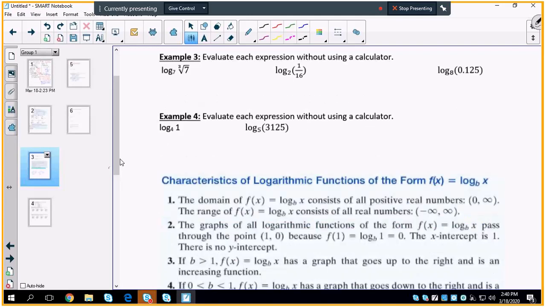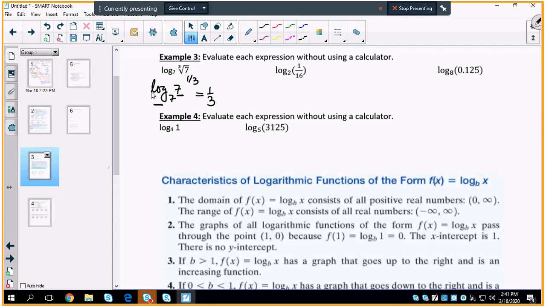Evaluate each expression without using a calculator. Let's try that. The first one is log of the cube root of 7 to the base 7. I write it as log of 7 to the power 1/3 to the base 7. Now this is the inverse property. You have the exponential inside and log outside, both with the same base. So cancel everything and your answer is just the input, 1/3. So log of the cube root of 7 to the base 7 is 1/3.